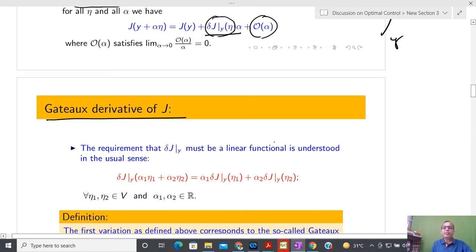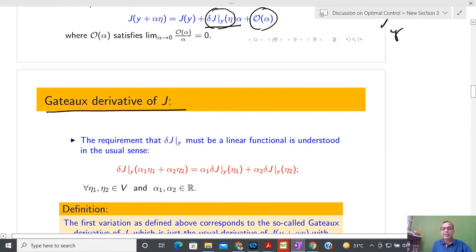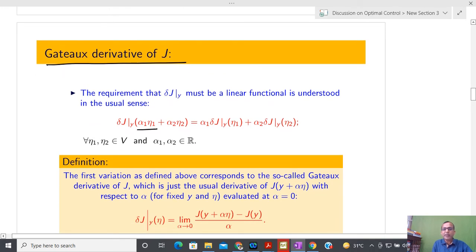Okay, linear. Whenever something is linear, it means that for alpha 1 and alpha 2, this kind of relation will be satisfied for all eta 1, eta 2 that belong to the function space, and alpha 1 and alpha 2 belong to R. That is the meaning. So a linear function is understood in this sense.